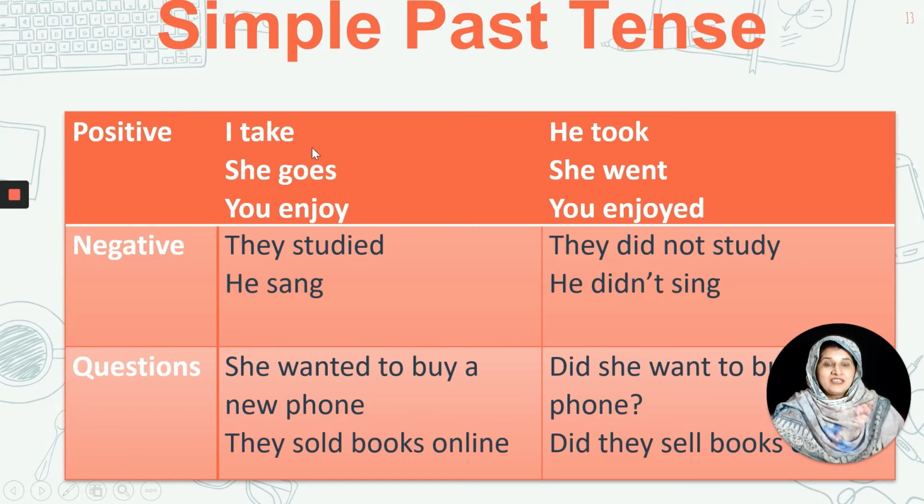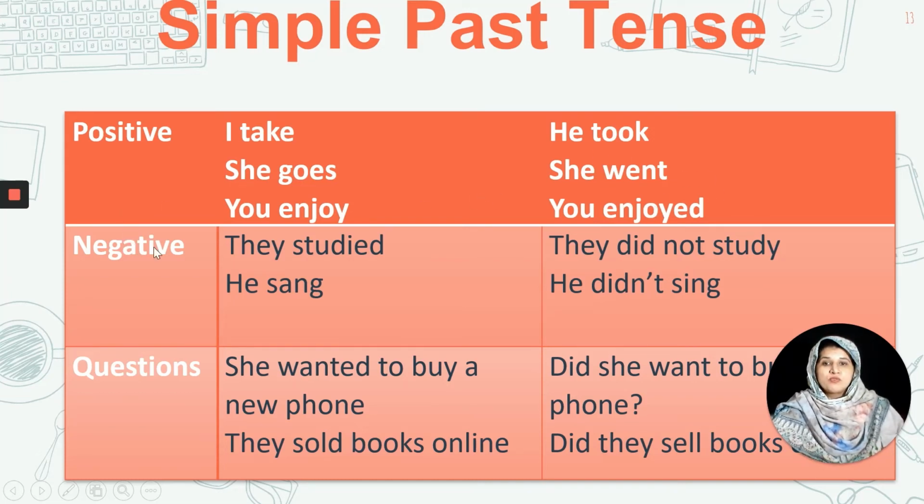I take, this is simple present, and in simple past it would be I took, right? Took is the second form of the verb. She goes into she went. You enjoy into you enjoyed. You can see the second form of the verb. So these were simple positive sentences.